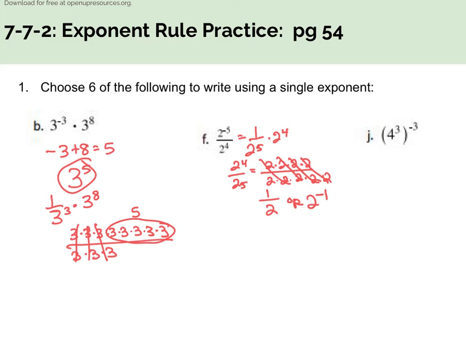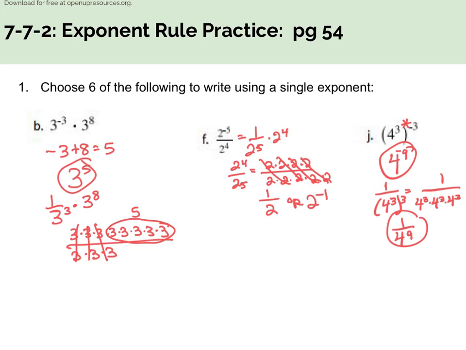And then the last one, we can do it a couple ways. We can either multiply the exponents together and get 4 to the negative 9th power, or I can have it as 1 over 4 to the 3rd raised to the 3rd power. So notice how as a negative exponent goes down on the bottom, I can write out 4 to the 3rd 3 times, and add those exponents together, and it'll be 1 over 4 to the 9th. And remember that both of these mean the same thing in math.